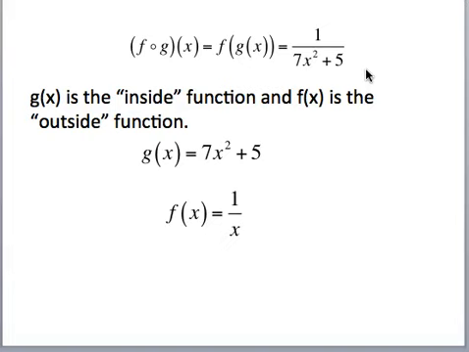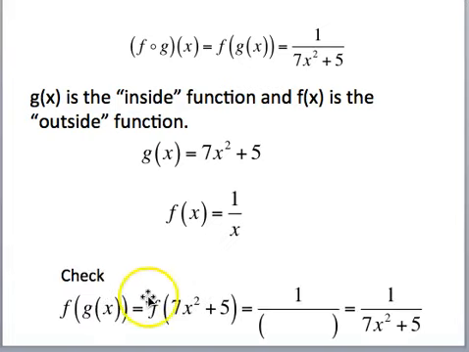Now can we check this? So we'll take a look at f of g of x, which is f of 7x squared plus 5. f is 1 over something. 1 over the something gives us 1 over 7x squared plus 5. And that will conclude this lesson.